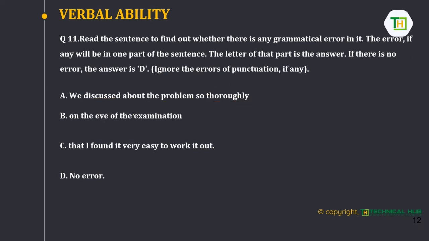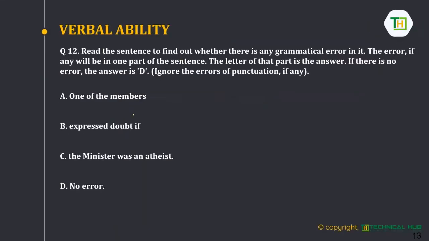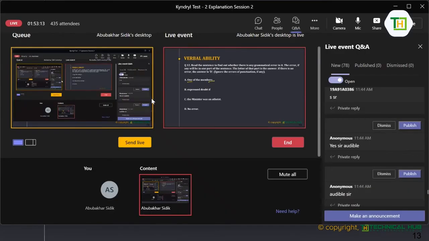Moving to the next question. Read the sentence. The same story is there. I'm not reading it again. Okay, "one of the members." So is it the right one? Here they are saying "one," and at the end they are saying "members." So, "one of the members." Is it the right usage? Do you think? Is it the right usage?